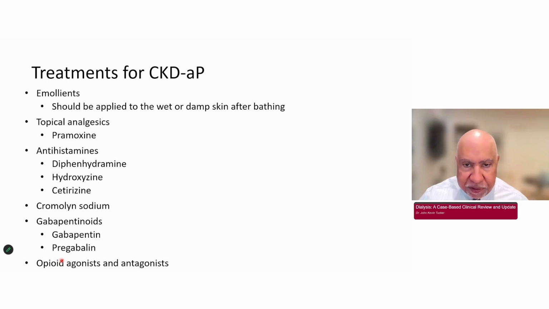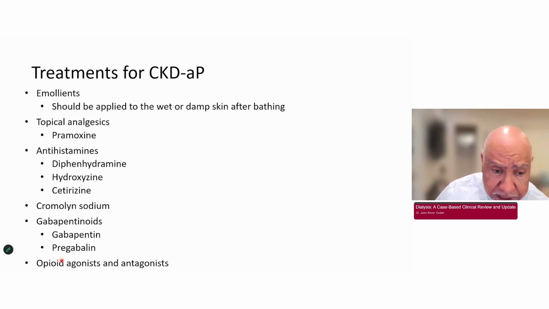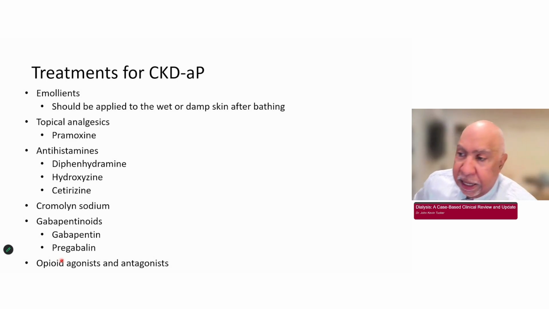So what are the treatments for CKD-associated pruritus? We start with the simplest ones. Emollients should be applied to wet or damp skin after bathing. Then moving on to topical analgesics, pramoxine can be very effective in some patients. Antihistamines, diphenhydramine, hydroxyzine, and cetirizine are things that we probably use most commonly. Cromolyn sodium has been tried and may be effective in some patients.